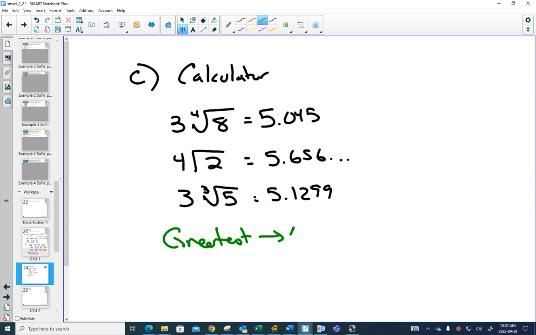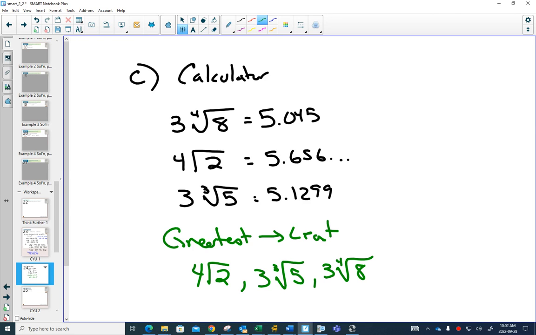From greatest to least, the biggest one is the 4 times the square root of 2. Then the next biggest was the 3 times the cube root of 5. And the smallest one was 3 times the fourth root of 8.